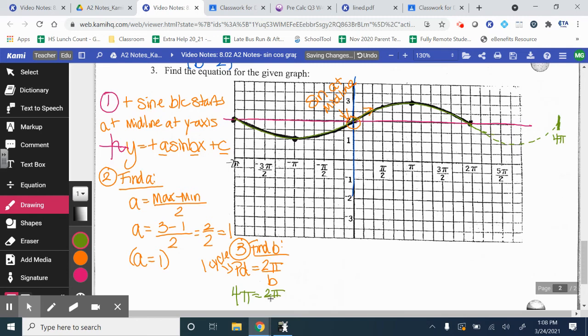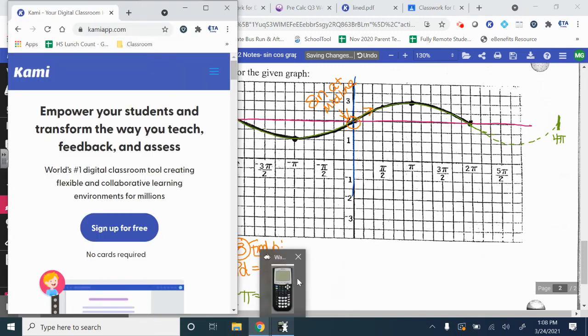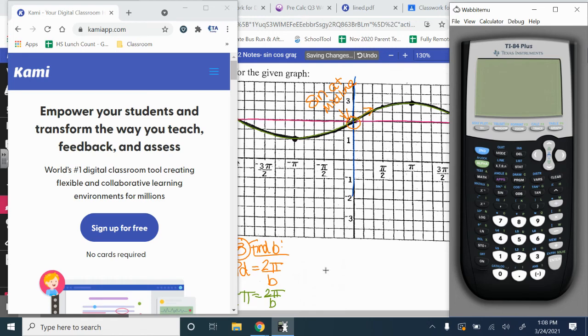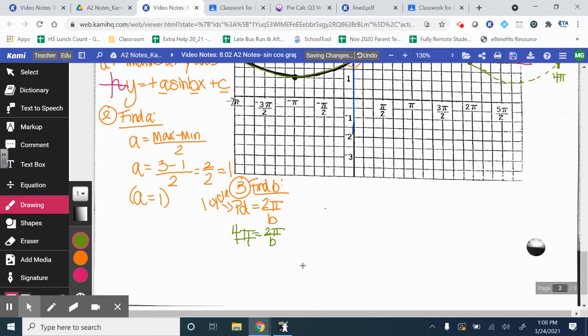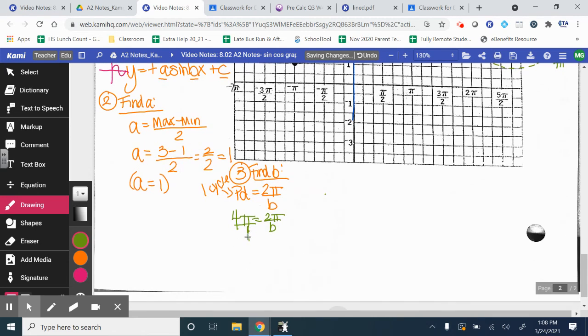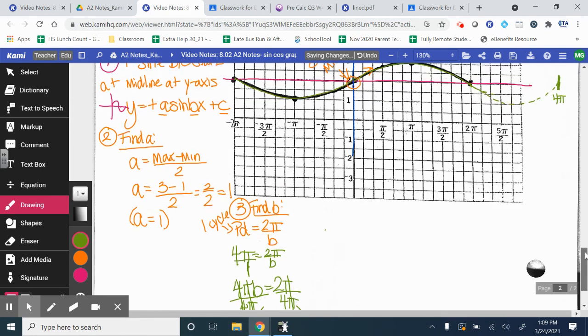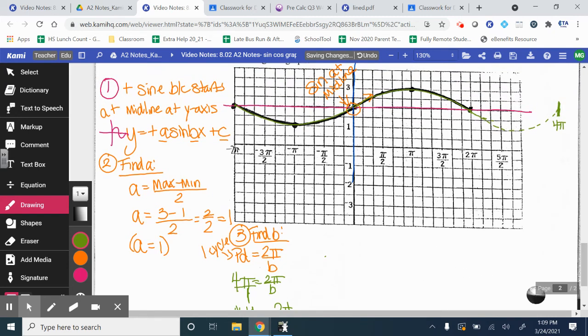4 pi equals 2 pi over b. Put it over 1 and cross multiply. So we have 4 pi times b equals 2 pi, and divide both sides by 4 pi. Our pi's cancel. 2 over 4 reduces to 1/2. So remember, b is called your frequency, and that tells you how many cycles you see in between 0 and 2 pi. It's always 0 to 2 pi. So we see 1/2 of a cycle, so that's why your b is 1/2.